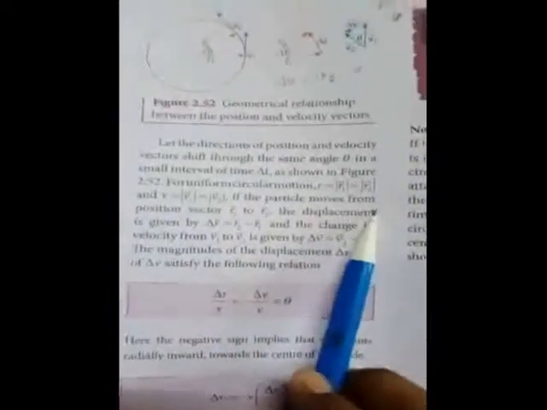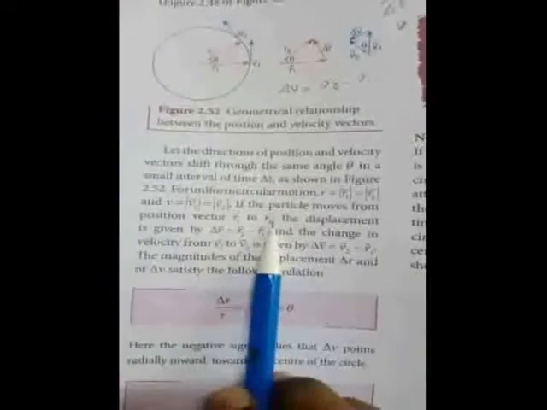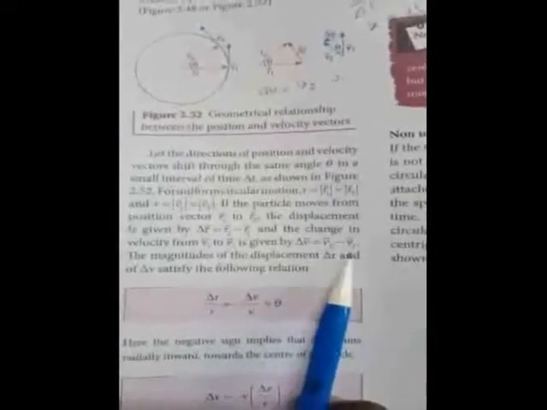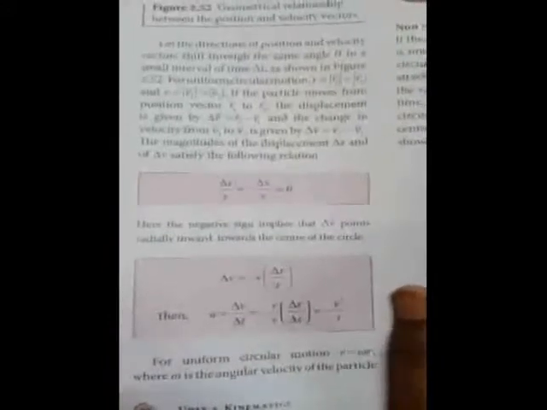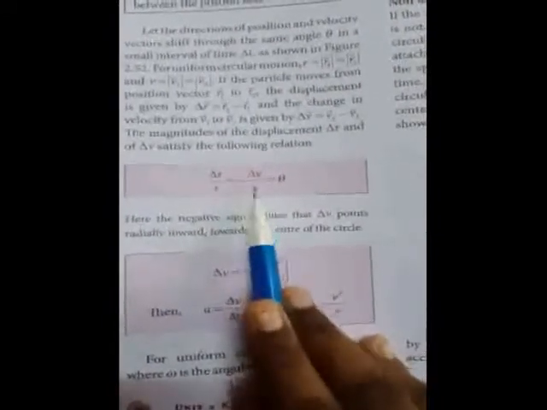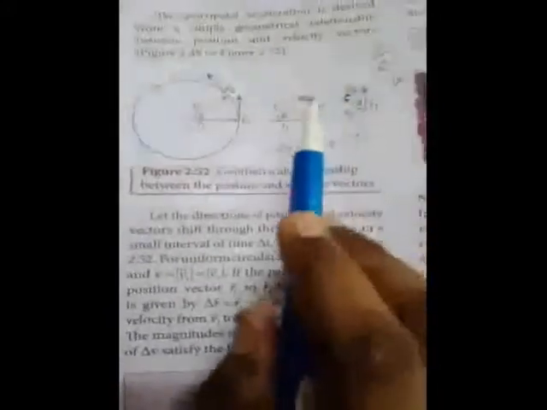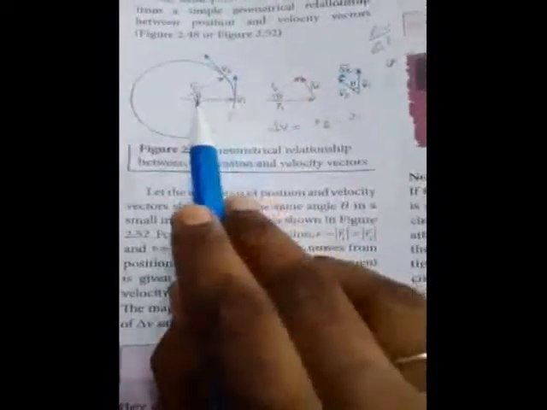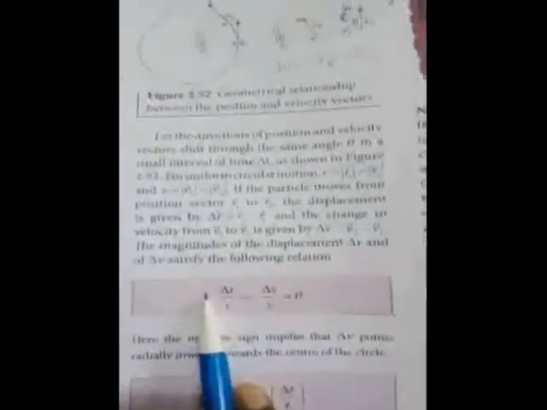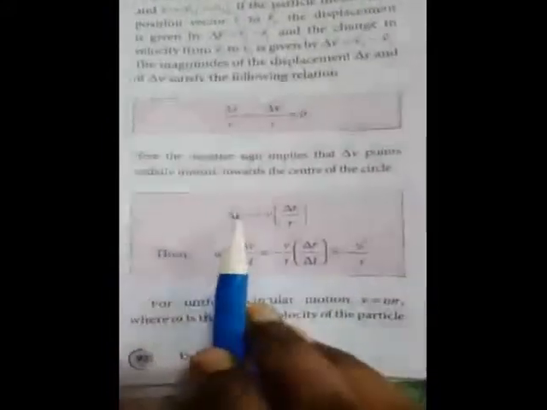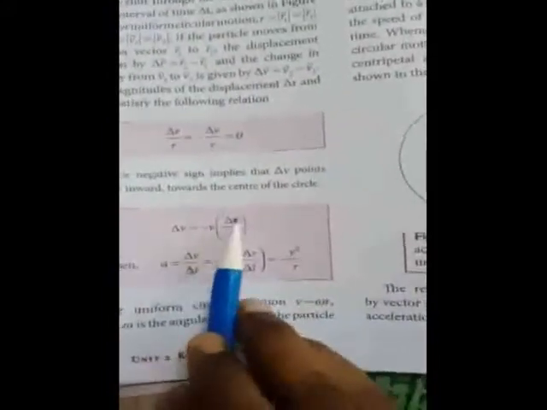If the particle moves from r1 to r2, delta r will be r2 minus r1, and the velocity changes by v2 minus v1. Now the magnitudes of displacement and velocity are related by delta r by r, which is equal to minus delta v by v. Here the minus sign indicates that in uniform circular motion the velocity change is pointing towards the center, that is inward. So that's why we put minus here, and this is equal to the angle theta between the position vectors. And now delta v is equal to minus v delta r by r.